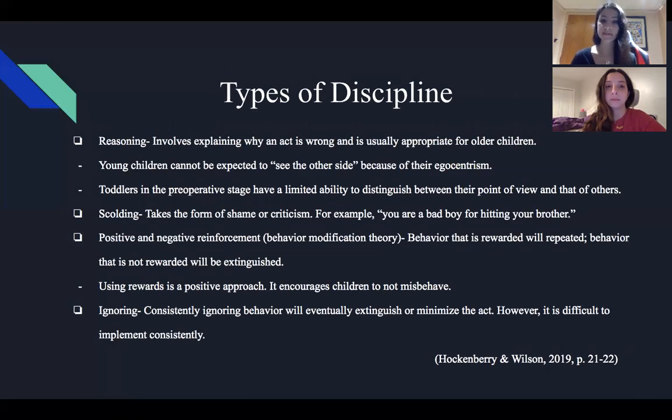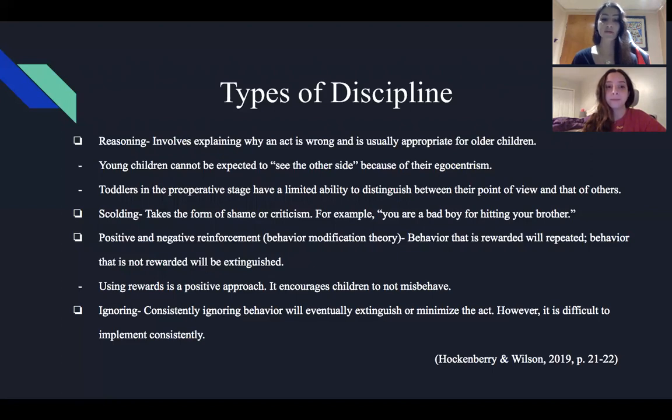So there are certain types of discipline. There's reasoning, which involves explaining why an act is wrong, and this type of discipline is usually appropriate for older children, just because young children cannot be expected to see the other side because of their egocentrism. Toddlers in the preoperative stage have a limited ability to distinguish between their point of view and that of others.